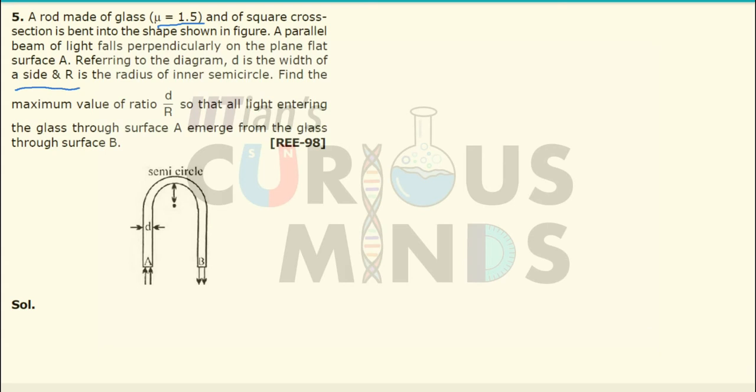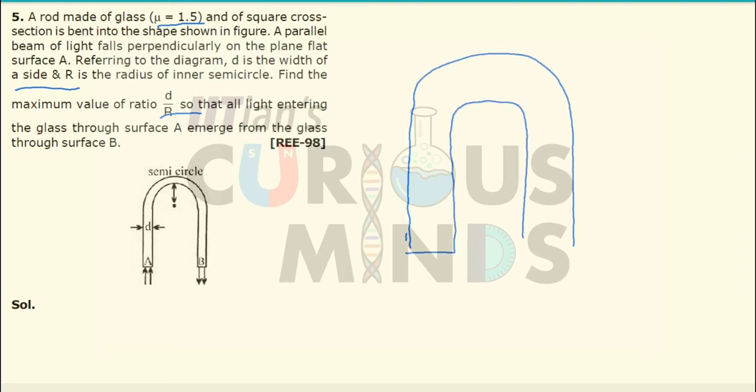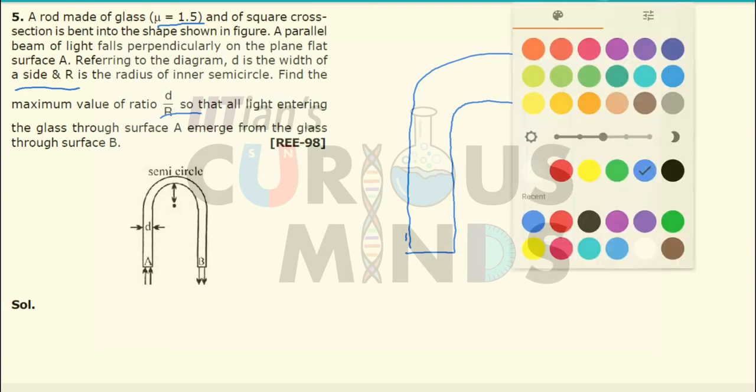Find the maximum ratio of small d by capital R so that the light entering the glass through the surface A emerges from the glass surface B. Now first of all, understand this diagram. If I draw a large scale diagram of the same part, there are two rays which I will consider.